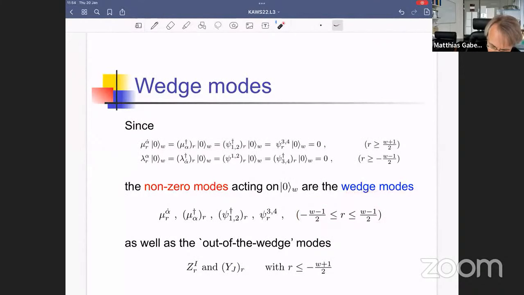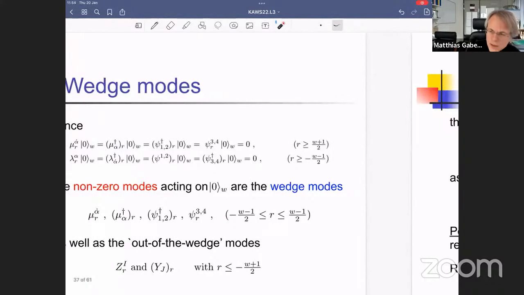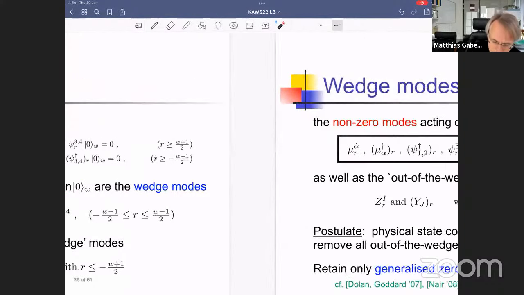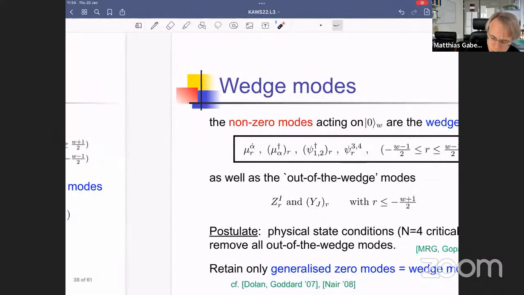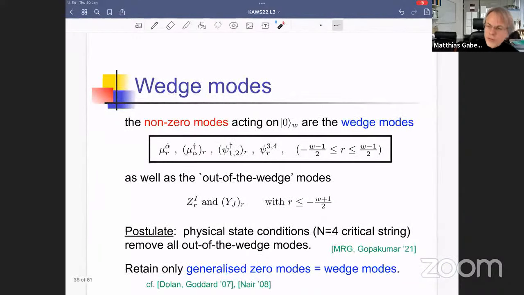And then the rest, we call out-of-the-wedge modes. The intuition is that the physical state condition will basically remove all of the out-of-the-wedge modes and just retain the wedge modes. Furthermore, you see here, I'm just describing the left movers. There'll be a similar construction for the right movers.